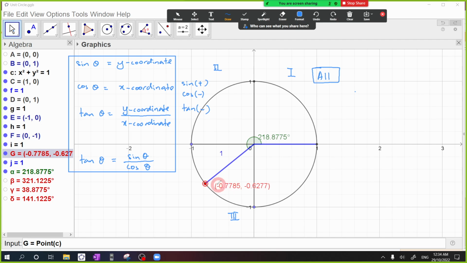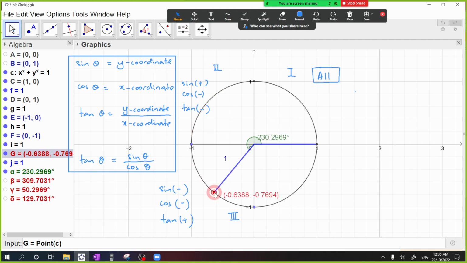You will notice that now the x coordinate and y coordinate are already negative, right? So sine will be negative. Cosine will be negative too. How about tangent? Tangent is equal to the y coordinate divided by the x coordinate, right? So negative divided by negative, you will get positive. So in this quadrant, tangent will be positive, the rest will be negative. In the second quadrant, only sine will be positive, the rest will be negative.